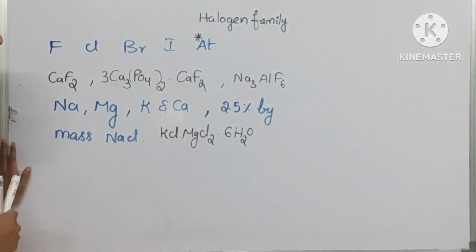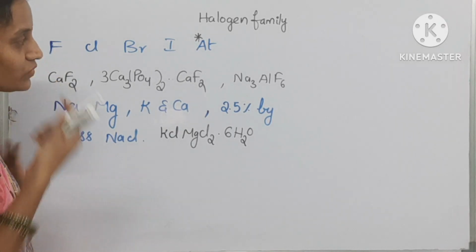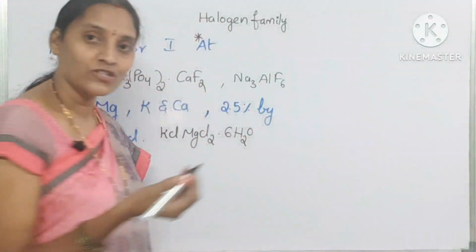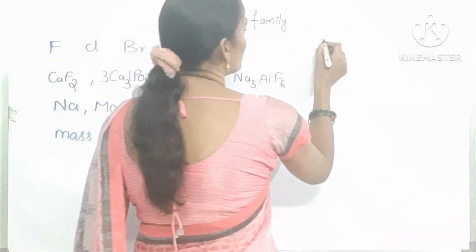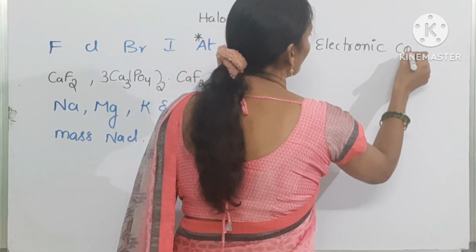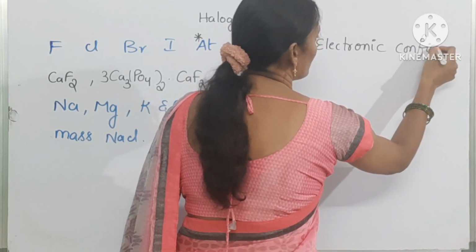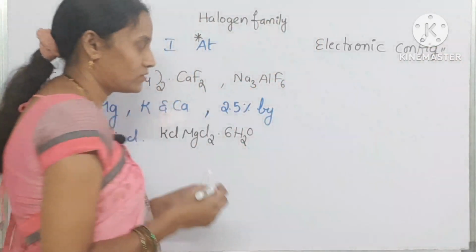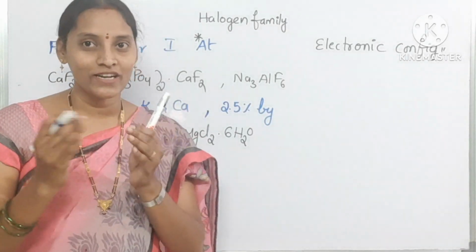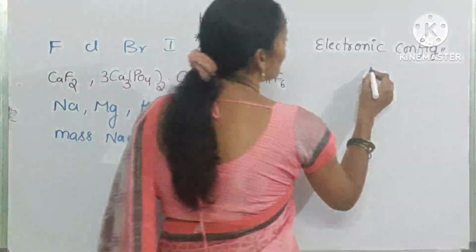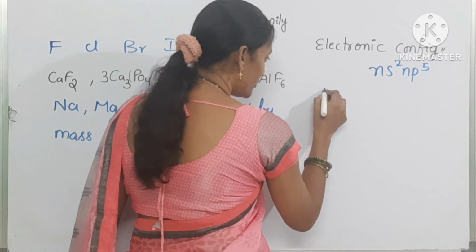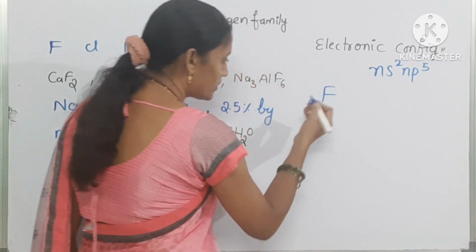Then coming to general properties, the first one is electronic configuration. The general outer electronic configuration for these elements is ns2 np5. For individual atoms, you need to know the atomic numbers.